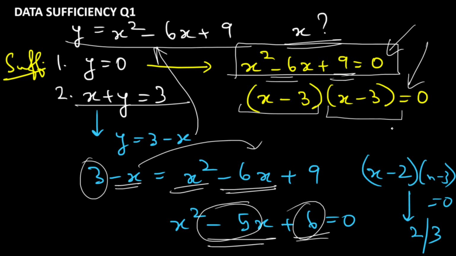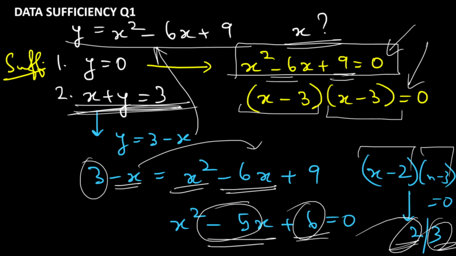So in this case, you're getting two solutions for x, that is 2 and 3, right? If you take x minus 2 is equal to 0, you'll get the value of x as 2. And if you take x minus 3 is equal to 0, you'll get the value of x as 3. So there are two possible values for x for this condition over here. Therefore, statement 2 alone is not sufficient.